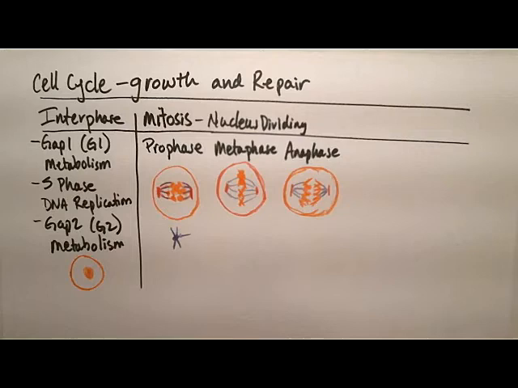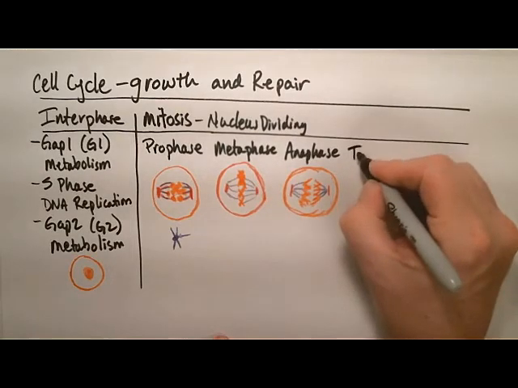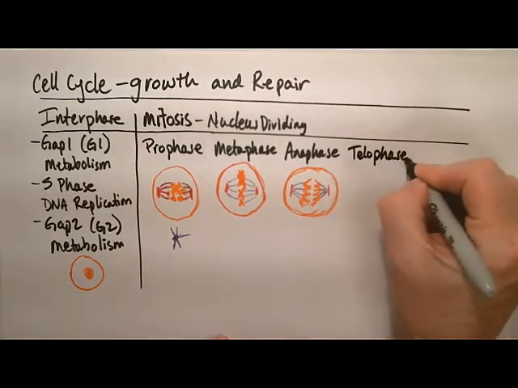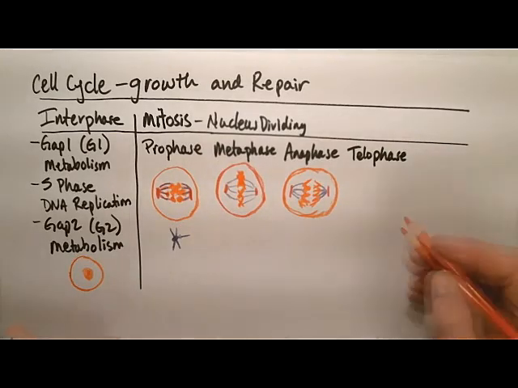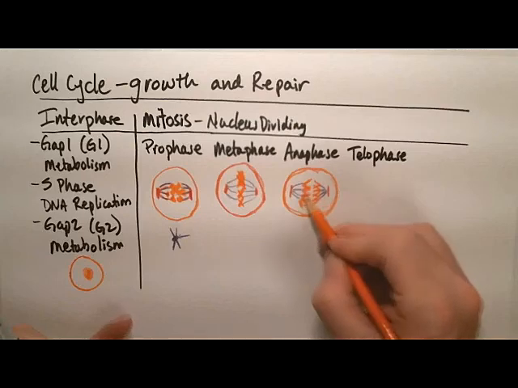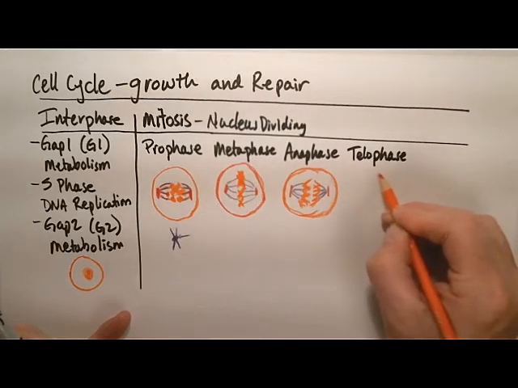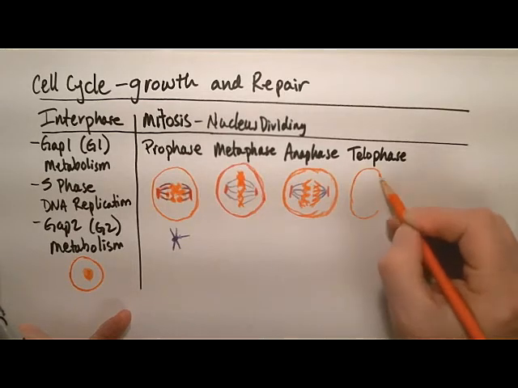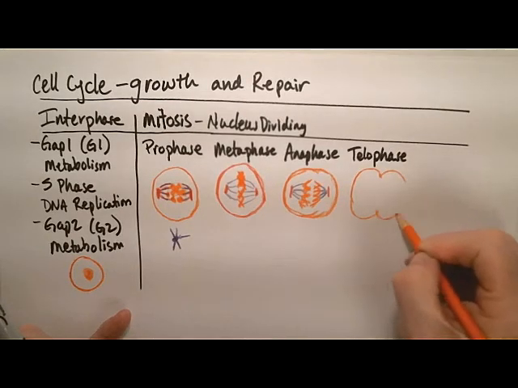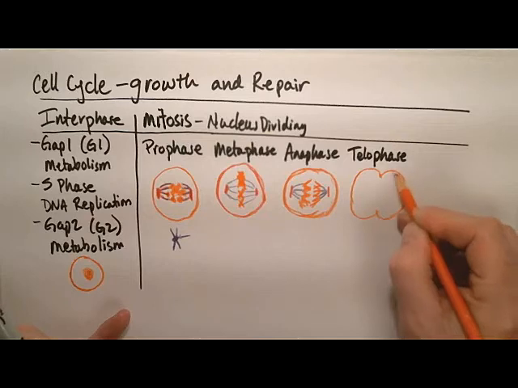And the next part is telophase. Telophase is where you're really starting to see the chromosomes at the different poles here. I'm going to go ahead and draw a little dip in here, but the cell is actually starting the process of dividing out that cytoplasm.